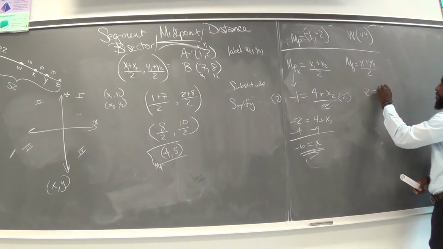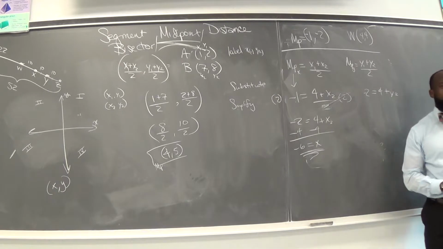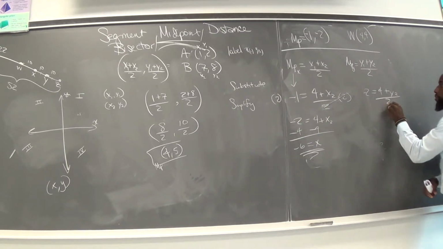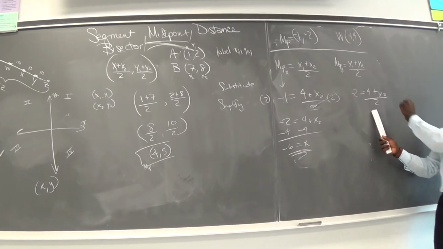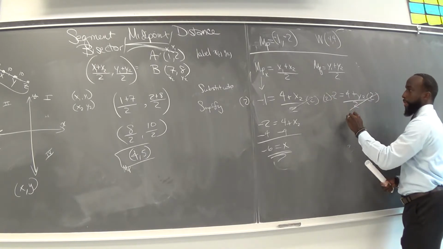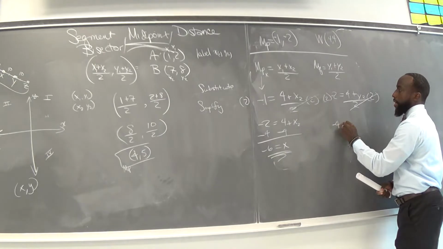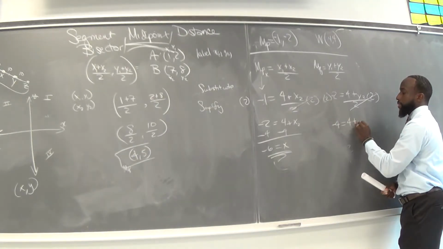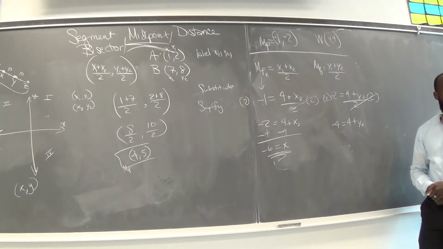Equals 4 plus y2, right? Over 2. And we do the same thing all over again. Get rid of this 2. Multiply 2 to both sides. 2 times -2 is -4 equals 4 plus y2. Should be -8 equals y2.